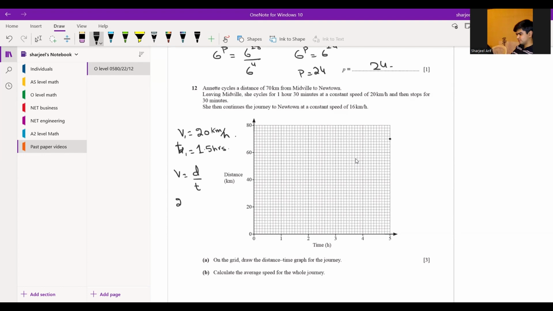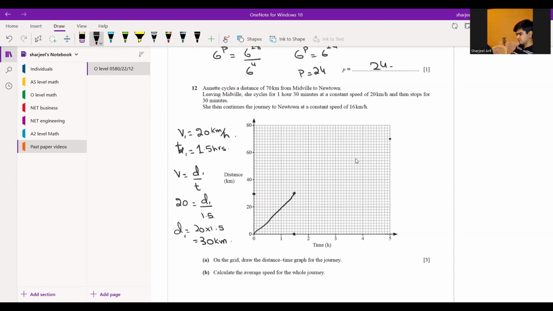So we will write 20 equals d divided by 1.5. So d will be equal to 20 into 1.5. This will become 30 kilometers. It's a constant speed. So this means 1.5 is here, and 1, 2, 3, 4, 5, 30 is here. So this is a point where these two will be satisfied. So we will draw a straight line. This is for the first part.